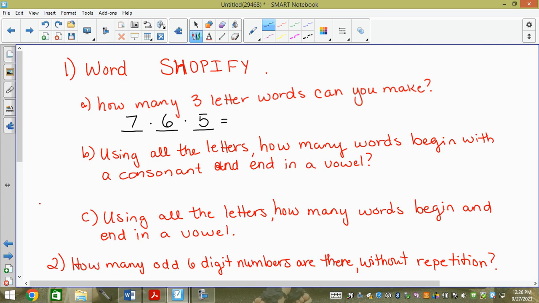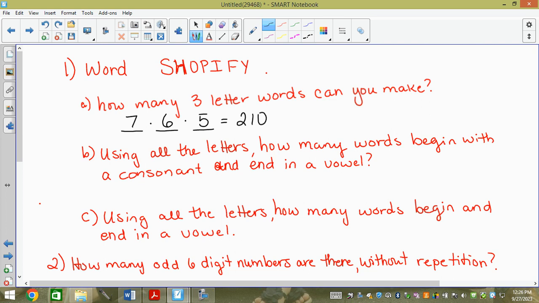So don't call me over and ask, can I repeat? If it's a word, when you ask a question, I'm just going to say, it's a word. And then you're going to look at me mad. But that's all I'm going to reply to you. It's a word. Because if it's a word, you have what you have on Scrabble tiles. Okay? 7, 6, 5 is what? 210? Then the next one says, using all of the letters.